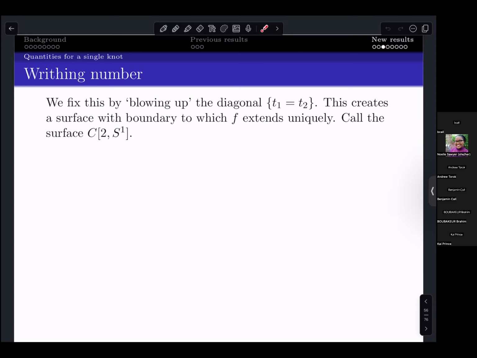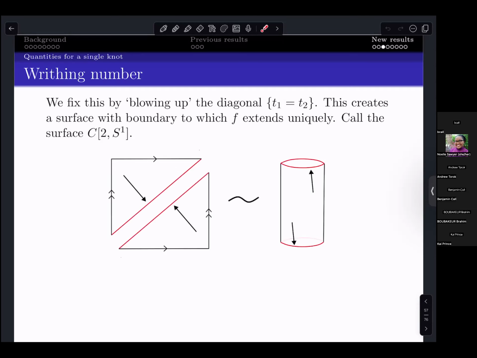Like in the end, everything turns out to be like the linking number of gamma with an isotoped copy of itself, but you have to average over many directions. But I will talk about that in a second. So we fix this by blowing up the diagonal. That gives you this picture. So now it doesn't matter that I extend differently when I come from the bottom and from the top, because the boundary is now in 2 pieces.